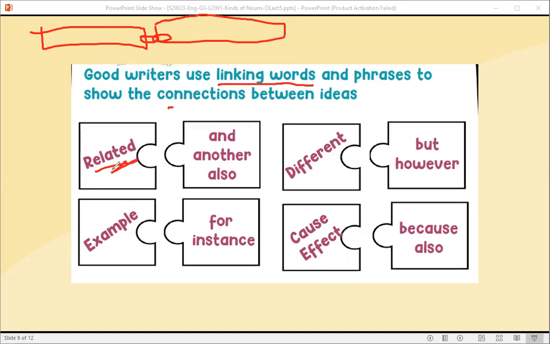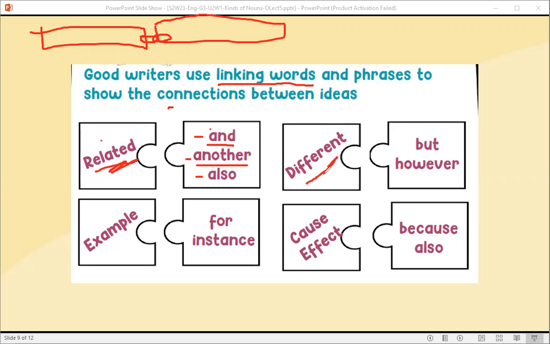If the two sentences are related to each other, I can use and, or another, or also. For example, when you say, I like apples and I like bananas. See, these two sentences are related to each other, so I use and. And for example, you say, the reason I like to go to school is because of my friends. Another reason, I'm talking about reasons, so these are also related.